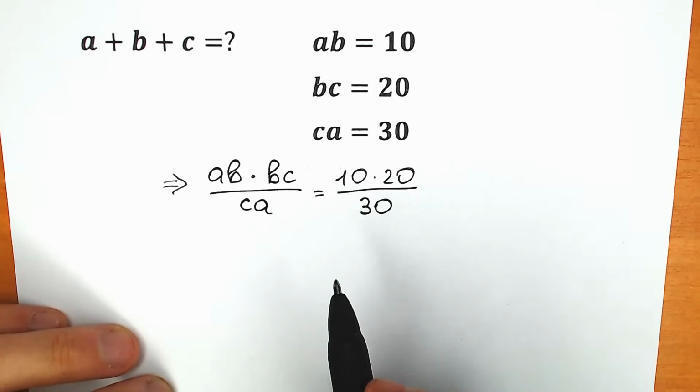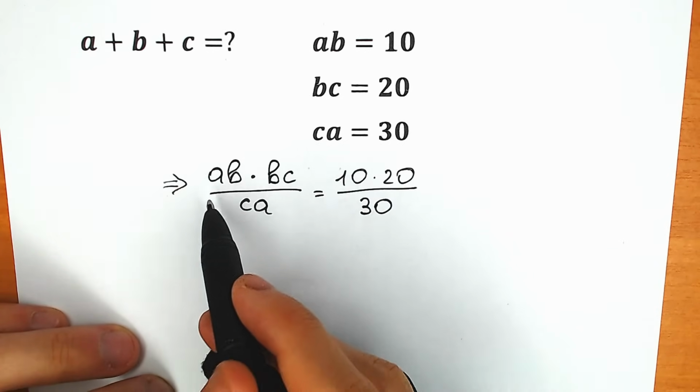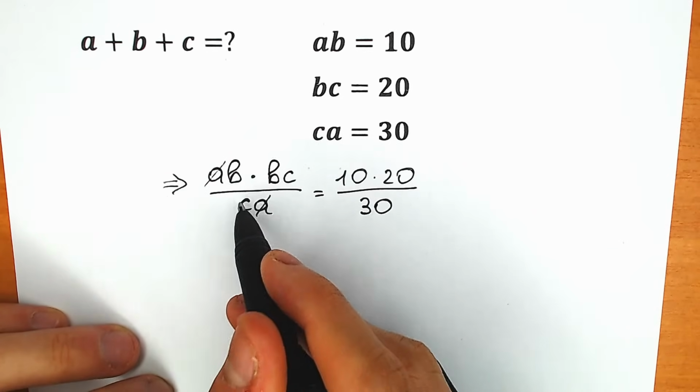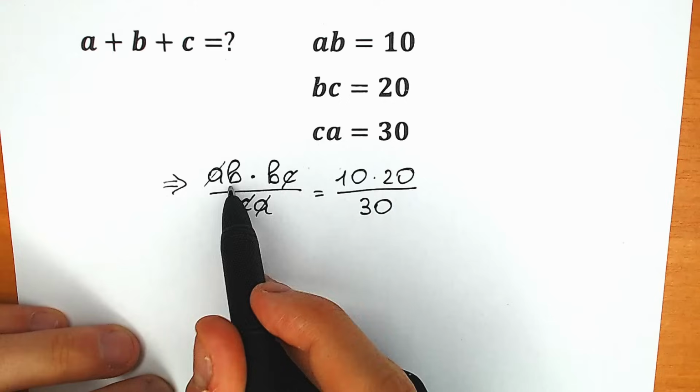Let's look closely at the left side. What do we have on the left side? We can easily cancel A, C, and C. As a result, we have only B times B, which is B square.